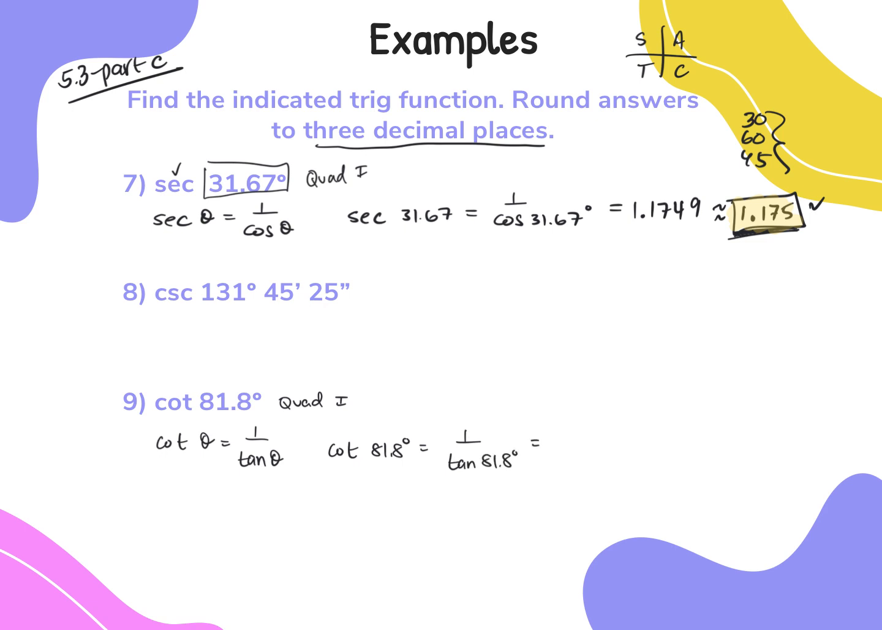So again, you go to your calculator, 1 divided by the tangent of 81.8, and it gets you to 0.1441. And again, round to 3 places, 0.144, and this is the answer. And again, make sure it makes sense. Is the cotangent positive in the first quadrant? Yes, everything is positive in the first quadrant, so the positive part makes sense, and the value, tangent, can be anything. It doesn't have a range like sine and cosine, like we talked about.